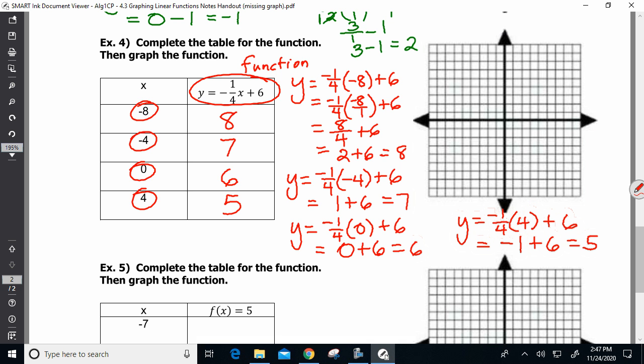So again, take your numbers, plug them in, work them out to get your table, then use the points in the table to draw your graph. So one of your points is negative 8, comma 8. Left 8, up 8. Negative 4, comma 7. Left 1, 2, 3, 4. Up 1, 2, 3, 4, 5, 6, 7.